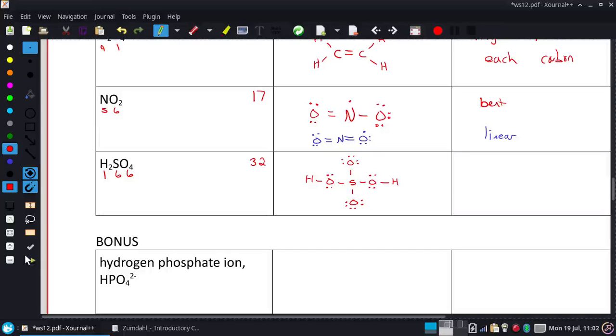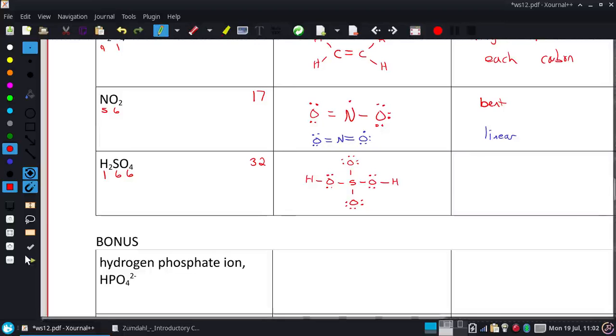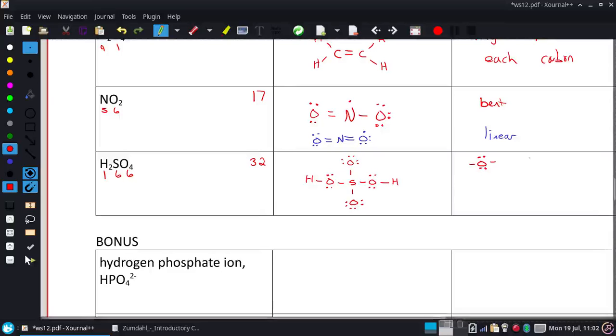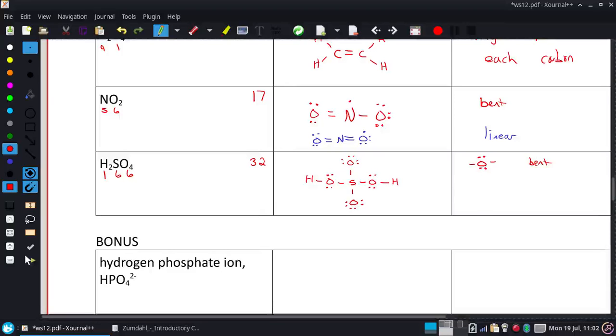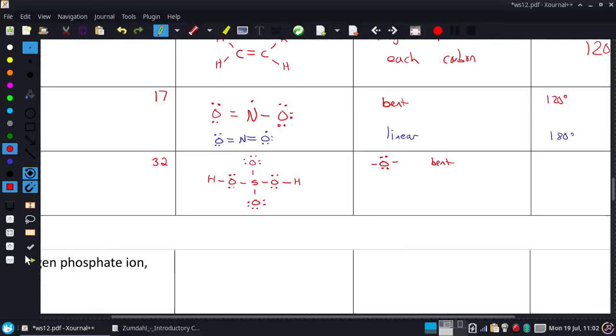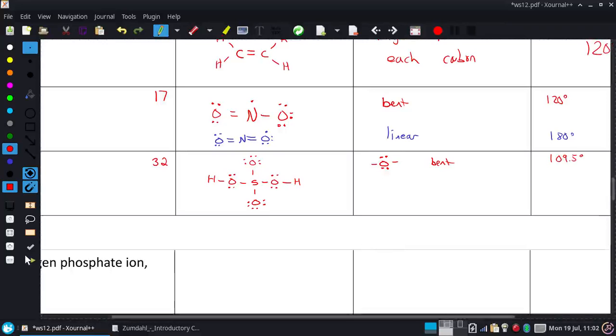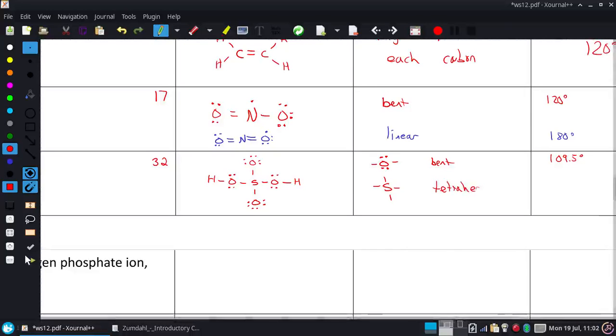Yeah, that'll work. All right, now shape. Are our oxygens like that? We could be asking for that shape. We'd have bent with 109.5 degree bond angles. And around our sulfur, we have tetrahedral, also 109.5 degree bond angles.